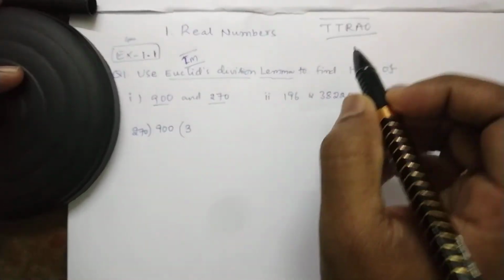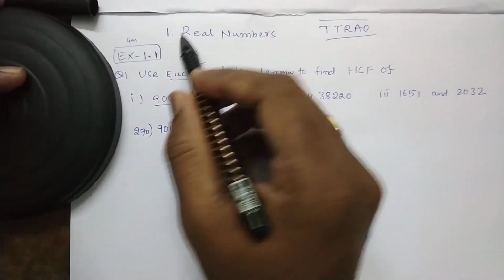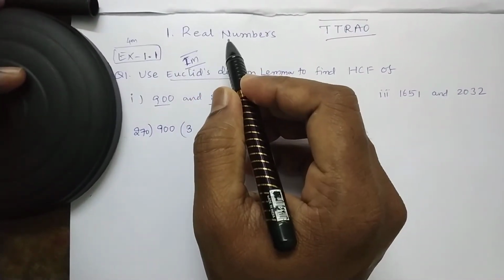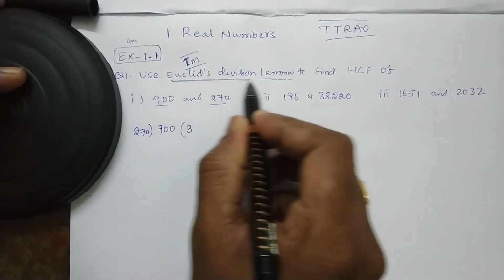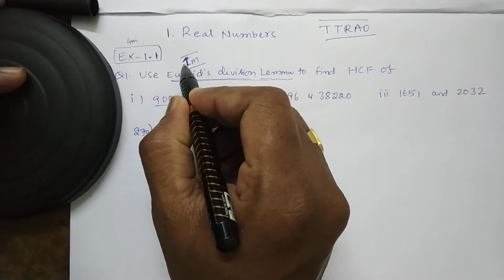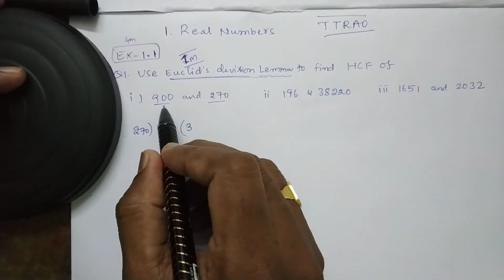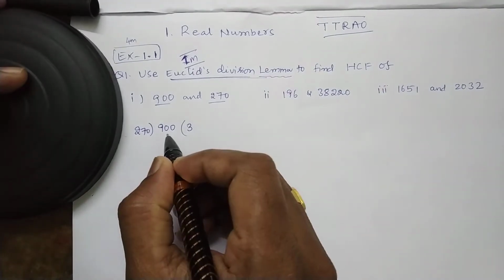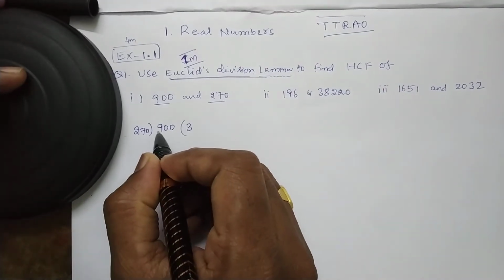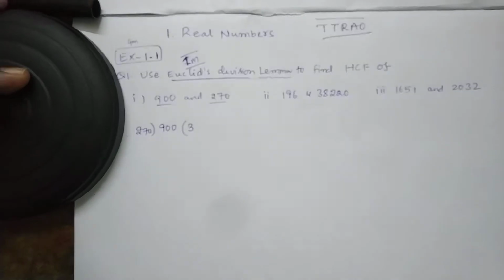Come on, let's attack exercise 1.1. Real numbers, first chapter basics, we completed in the previous video. Now we'll find out using Euclid's division lemma, which is very important for 1 mark. So you have 900 and 270. 270 is the smaller number, so now you have to divide 900 by 270.